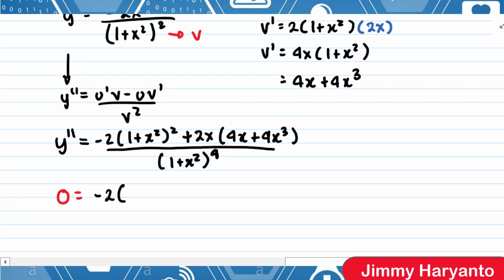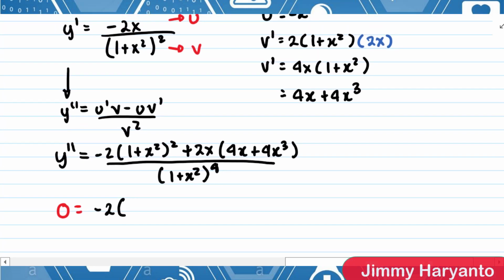Oh, my mistake here. I shouldn't expand this one, because we have factorization later. So I will leave it like that, for 2x times 4x times 1 plus x squared.